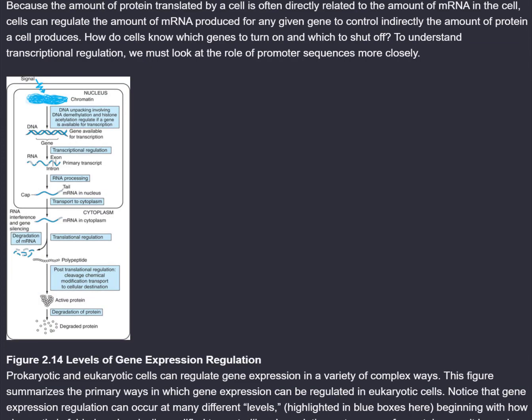Because the amount of protein translated by a cell is often directly related to the amount of mRNA in the cell, cells can regulate the amount of mRNA produced for any given gene to control indirectly the amount of protein a cell produces. How do cells know which genes to turn on and which to shut off? To understand transcriptional regulation, we must look at the role of promoter sequences more closely.